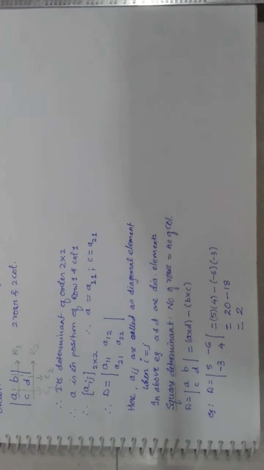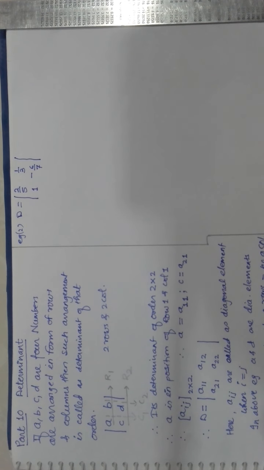Okay, got it? Have a look at it. You first get the product of diagonal elements, which is 5 4s are 20. Then this is 6 3s are 18. Minus comes 3 times, so minus remains. So 20 minus 18 is 2.